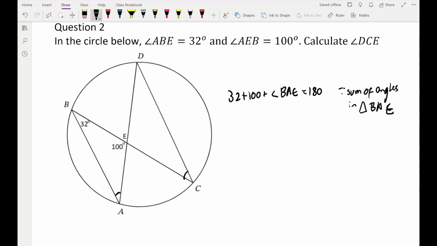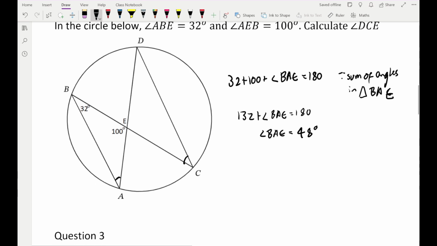Great. Okay, so we can simplify that down. 132 plus angle BAE equals 180. Take 132 from both sides. You're going to get angle BAE equals 48. That's what we're looking for. Cool. So that's our angle. It's going to be 48 degrees. And then we just use subtended by the same arc to say that one there is also 48 degrees.